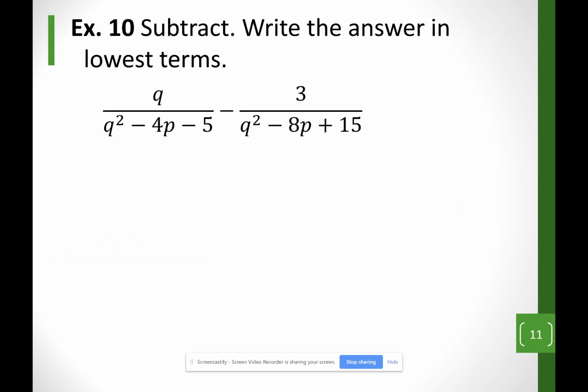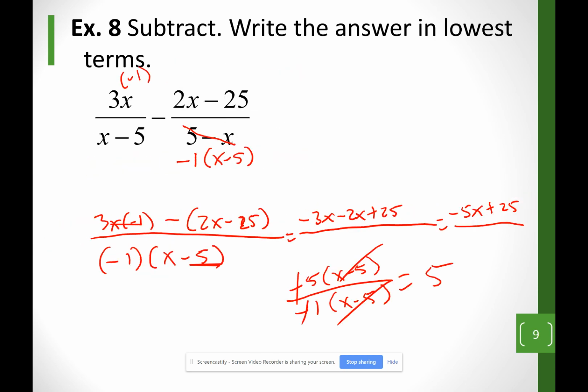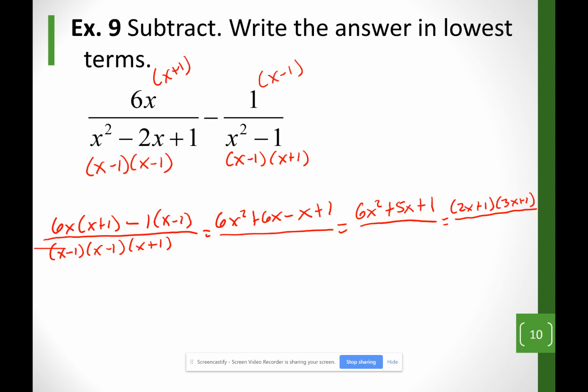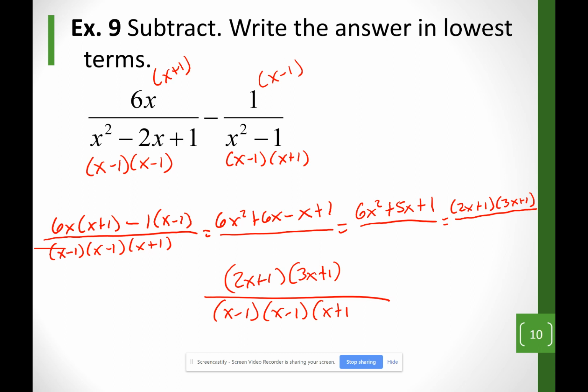Now, I know at the bottom, for space-wise, let me rewrite it here at the bottom. 2x plus 1 and 3x plus 1. So my factors on top. And you know at the bottom I have x minus 1, x minus 1, x plus 1. Nothing cancels out. I'm good.